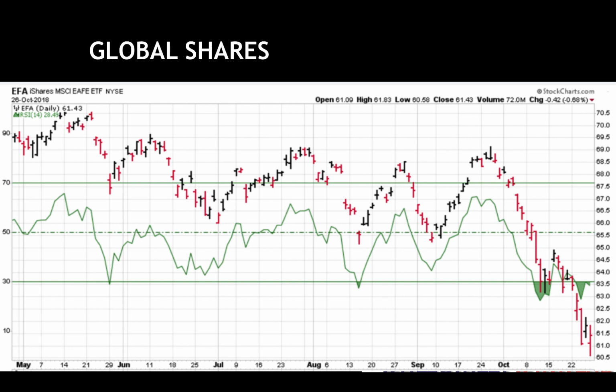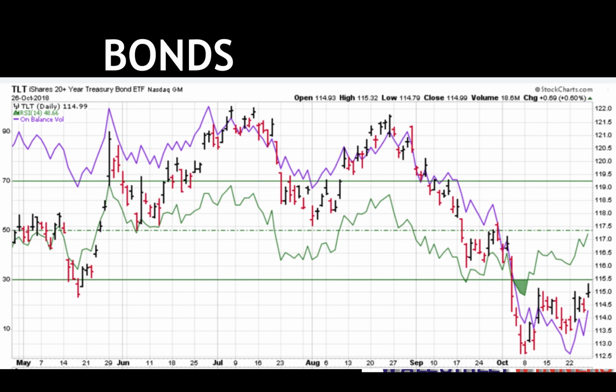Global shares, I haven't been interested in them in a long time. And as you can see, they're way worse off than the US market. Bonds, this is where the money's going to. We talked about asset allocation. So what they've been doing is selling stocks, buying boring safe haven stocks, and buying bonds. Now, this is very important because if these bonds continue to go up, that means that long-term interest rates are going down. And that's going to be one of the reasons why we're going to see the stock market pop this week.